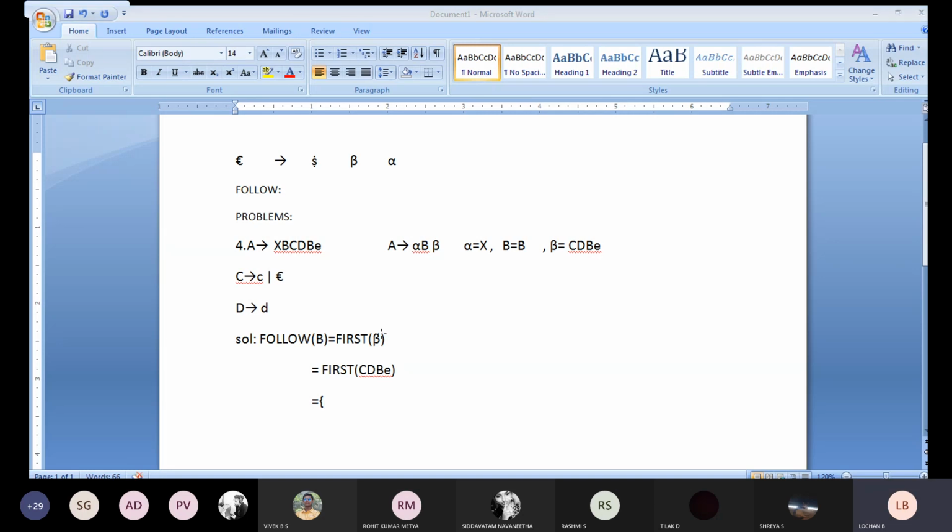I want a response. Tell me, in the first of C, what terminal do you get? A small c and epsilon. So small c and epsilon. Since we need to write it in the second format, we should not take epsilon. I'm going to just write c. Okay, what about D? In the D, what terminal do you get?